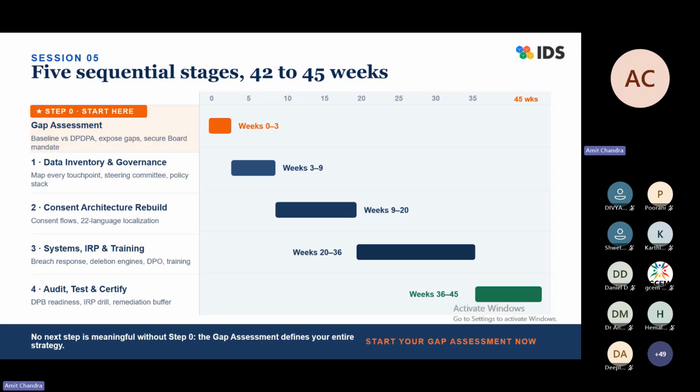Then we will make sure that whatever the third party IRP solution it is, the consent management platform is integrated with that, and you are able to capture the data into that platform. We provide training to your university and make sure that you are bound by DPDPA compliance. That itself takes 22 to 36 weeks.